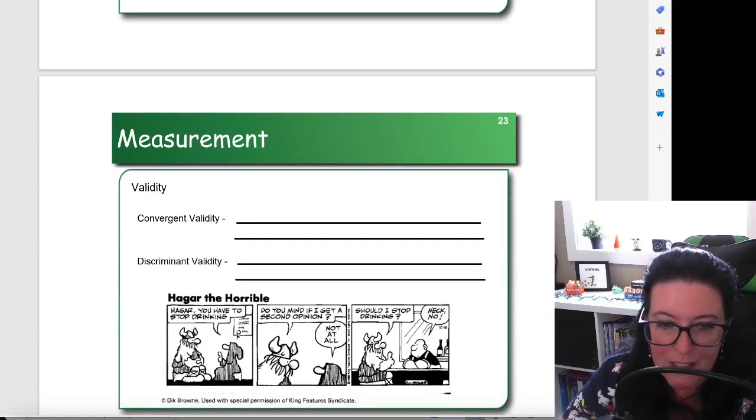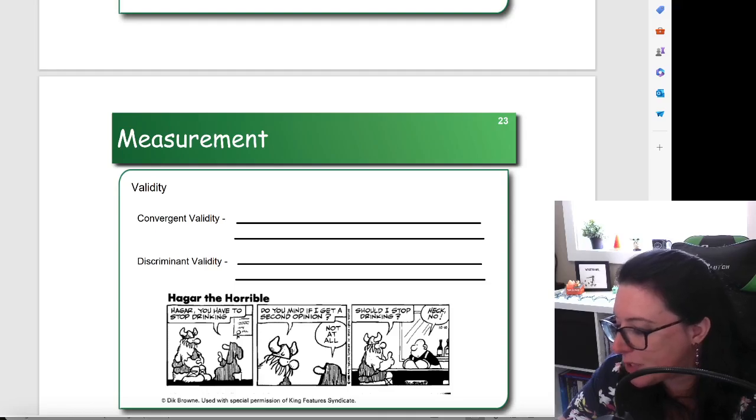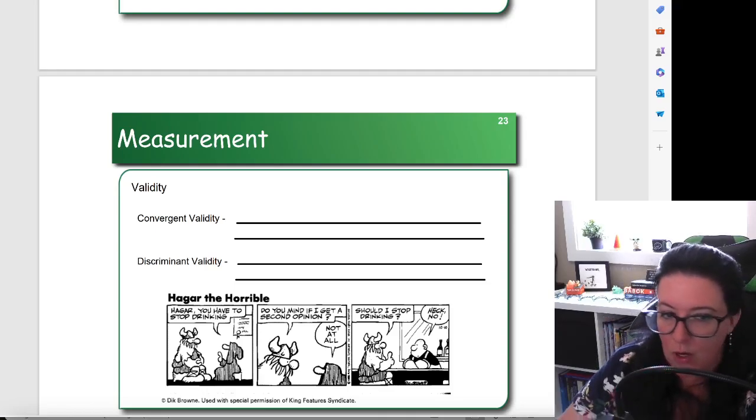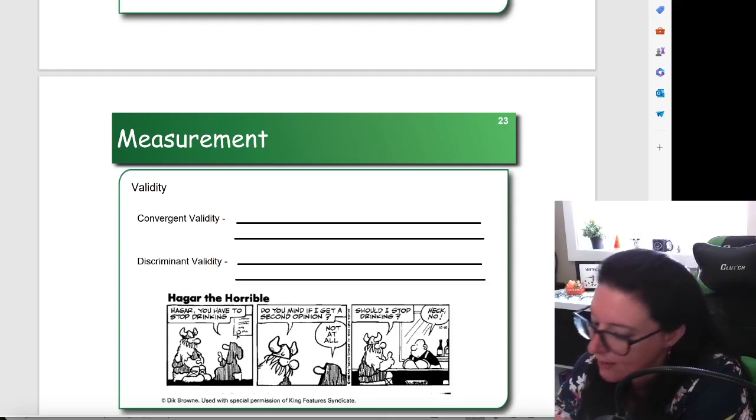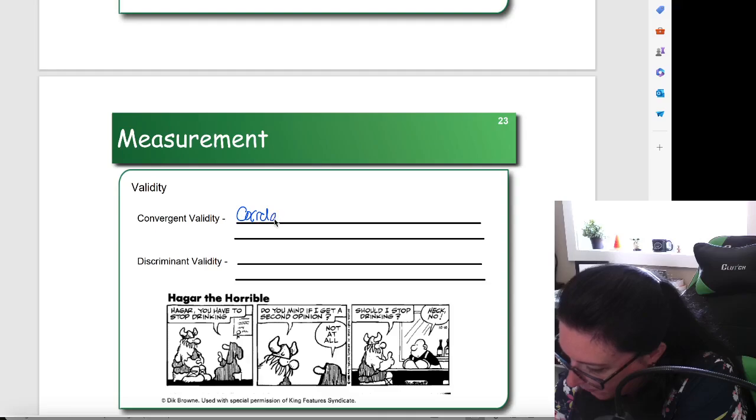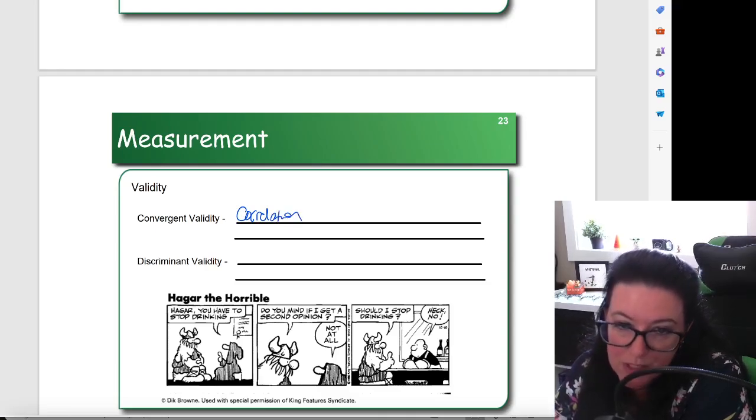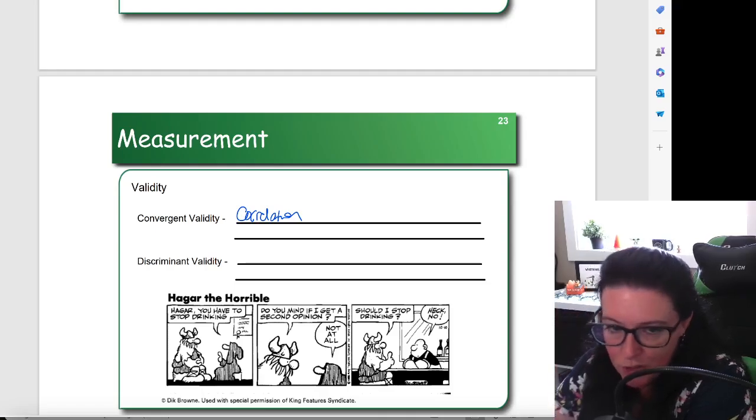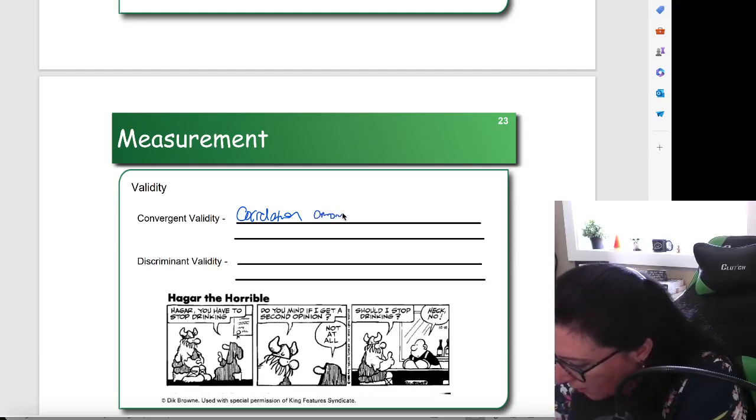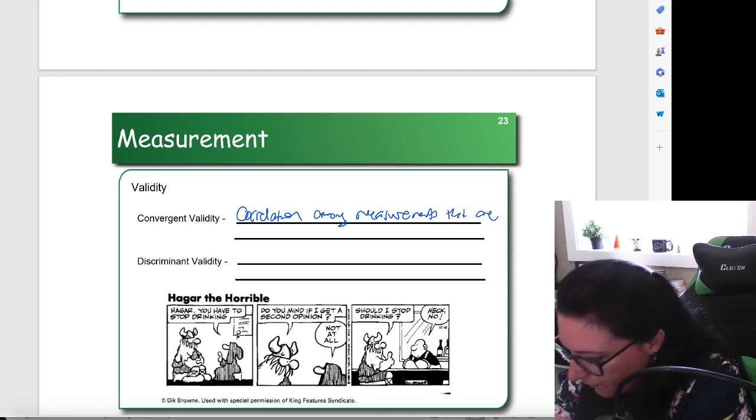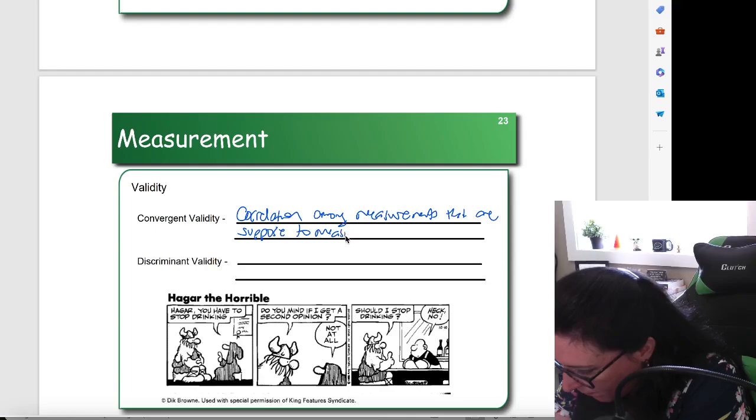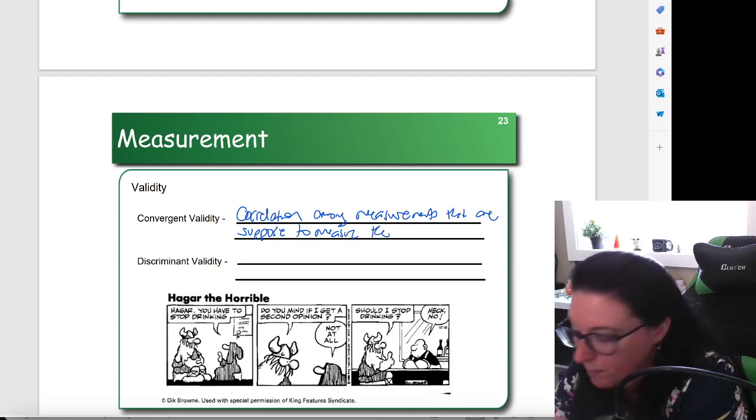All right, wrapping up our discussion on validity, we have convergent and discriminant validity. All right, convergent validity is the correlation. Remember how much one moves, does the other one move in the same direction or a different direction? Correlation among measurements that are supposed to measure the same construct.